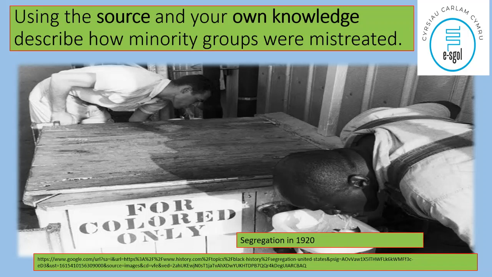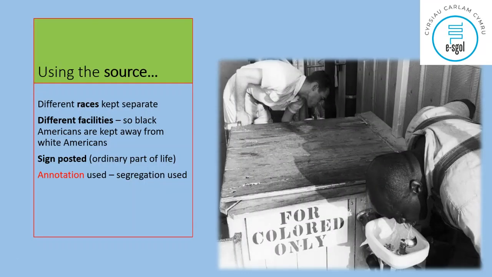So on the next slide, I made a list of what I picked out from the source itself. And clearly you can see a difference between races in terms of how they are treated, different facilities. So Black Americans are kept physically away from white Americans. I also used the annotation because the annotation says the word segregation. So it clearly shows segregation between Black Americans and white Americans.